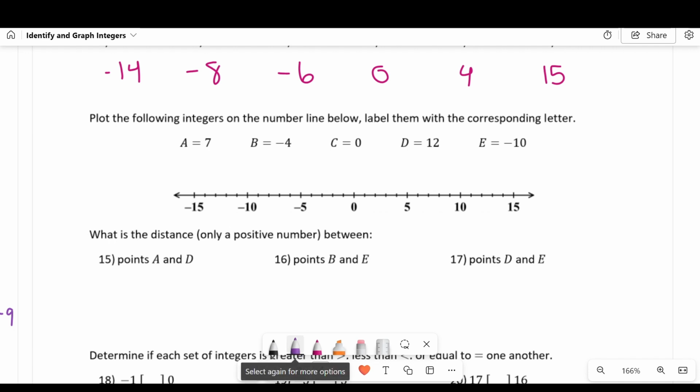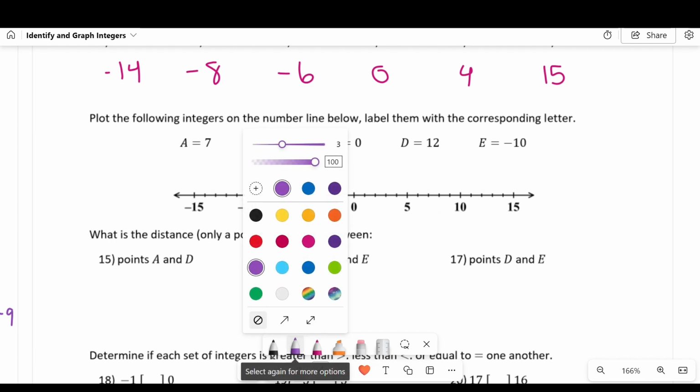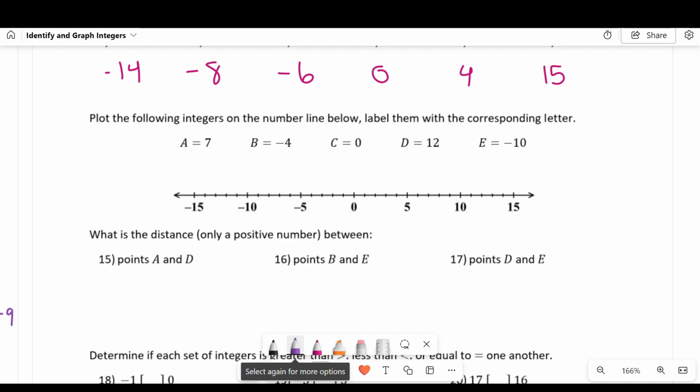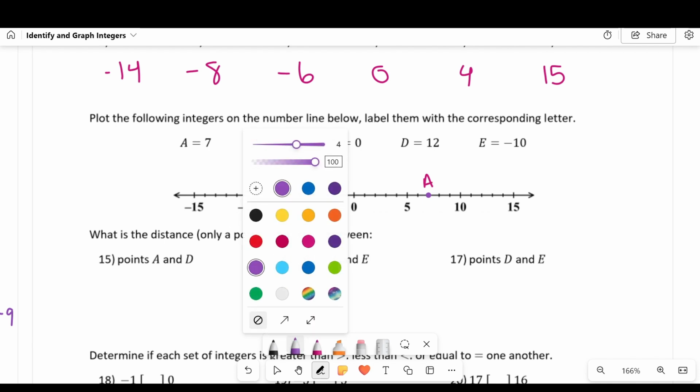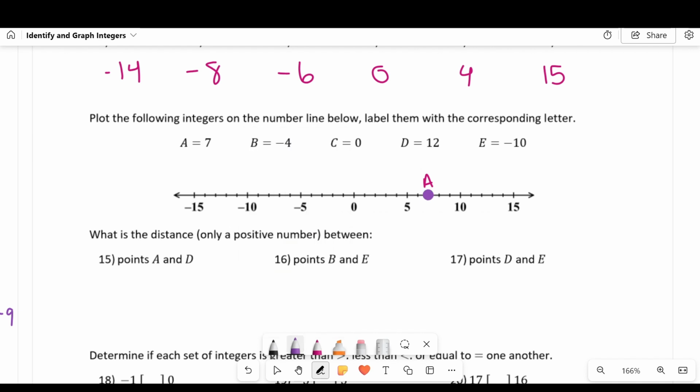7, it's positive 7. So let's go ahead and go to 0. Where would 7 be? Well, here's 5. I can jump to 5, 6, 7. And I want you to put an A above that. I'm going to go ahead and make these a little bit bigger. There we go. B is negative 4, so start at 0.